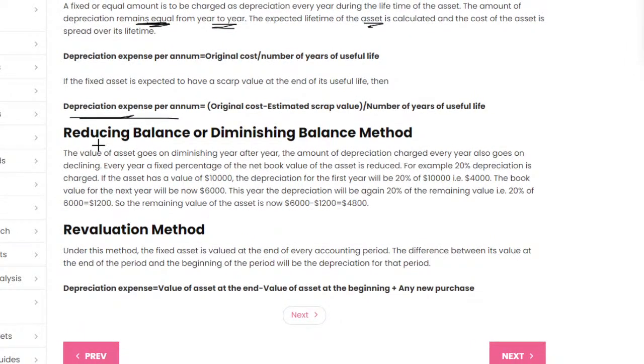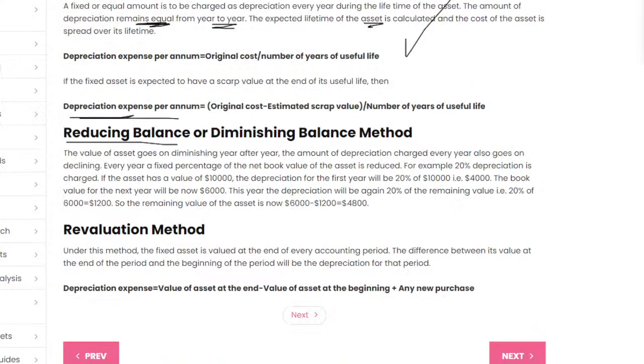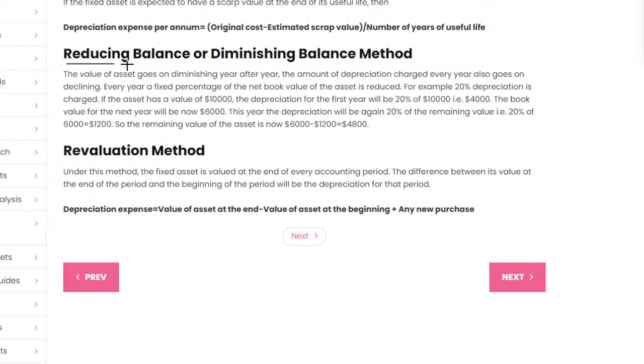Now we're having a look at the reducing balance. We looked at the straight line method and got that answer correct. Now we're looking at the reducing balance or diminishing balance method. This basically means that the value of the asset goes on diminishing year after year. The depreciation charged every year also goes on declining. In the other method it was fixed, but in this one every year a fixed percentage of the net book value of the asset is reduced. For example, if 20% depreciation is charged and the asset has a value of 10,000, the first year will be 20% of 10,000, which is 2,000, and then 8,000.